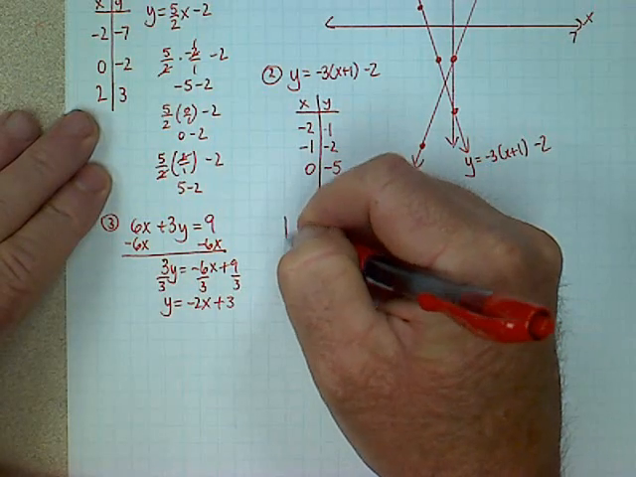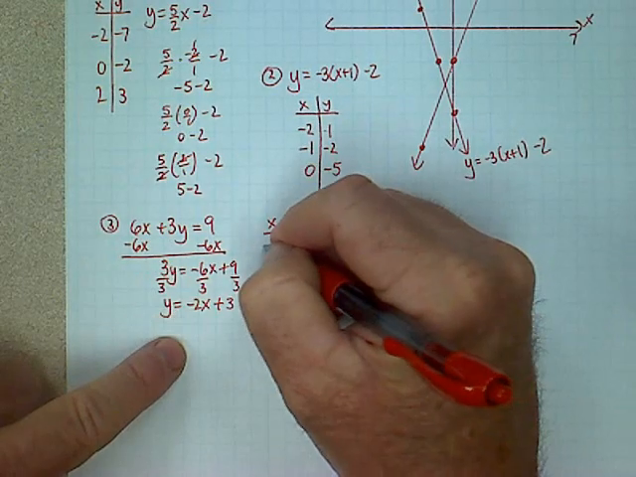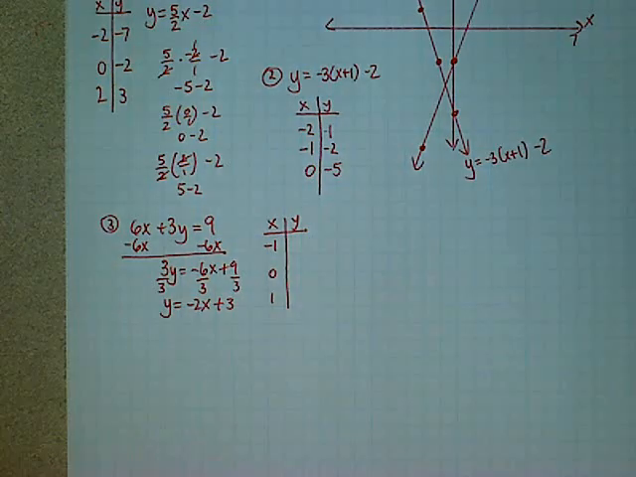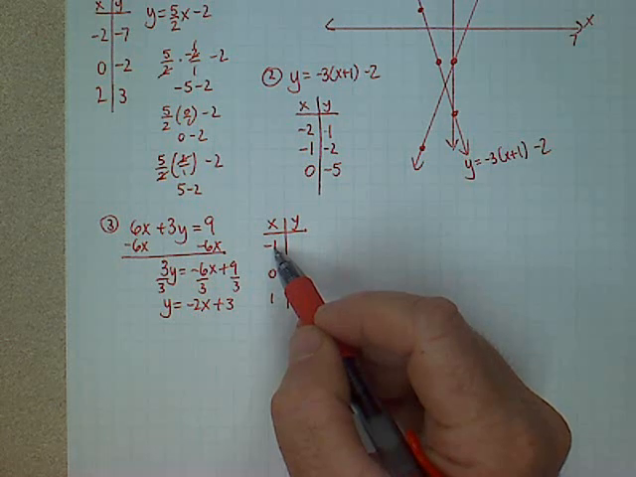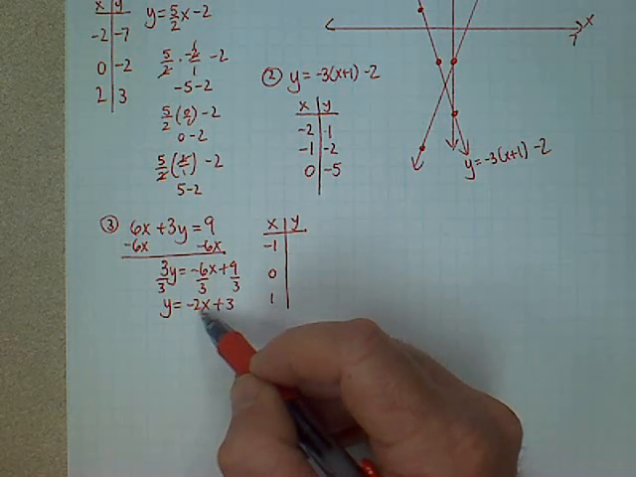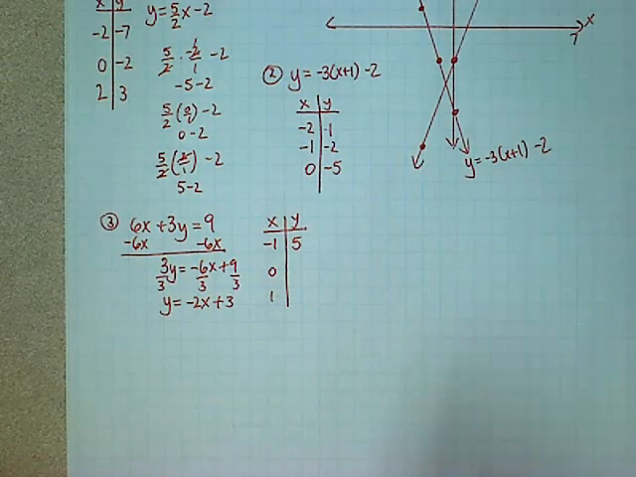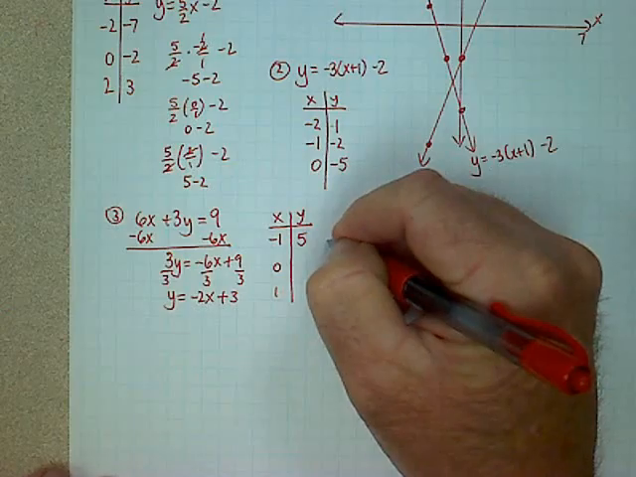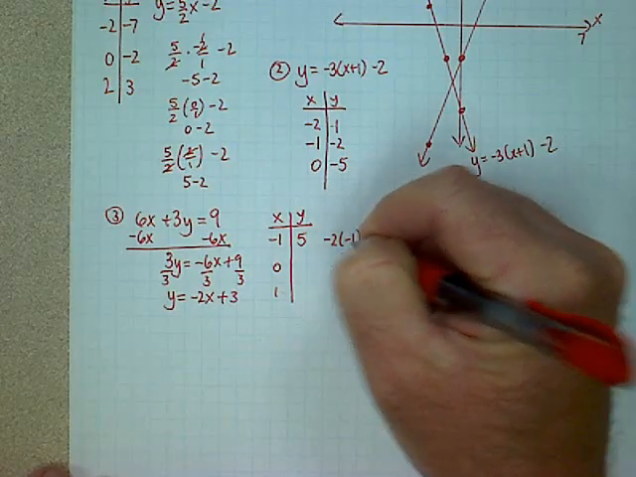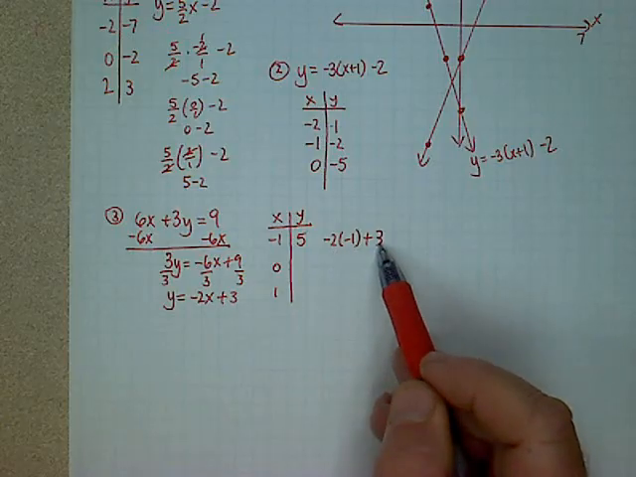All right, so our standard table that we use, especially when we don't have fractions, negative 1, 0, and 1. Plug them in one at a time. I'm just going to go ahead and do this mentally. I'll put in negative 1 here. Negative 2 times negative 1 is 2. 2 plus 3 is going to be 5. If you need to write it down, that's fine. It was negative 2 times negative 1 plus 3 that we just did there. Again, positive 2 plus 3 is 5.